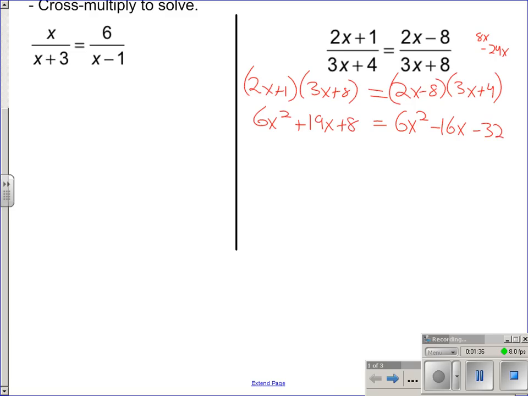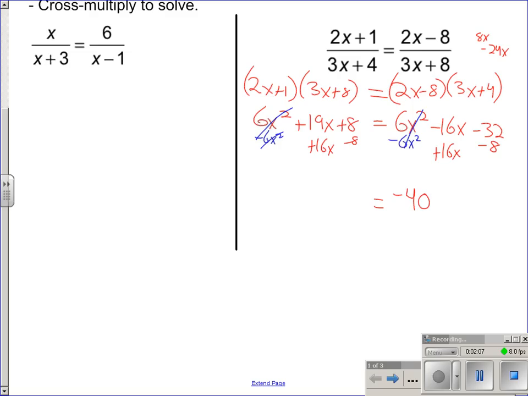Okay, so now we got multiple powers of the variable. We got x squareds and x terms. So let's move everything to one side. But you'll notice that when we do that, if we subtract the 6x squared from both sides, our x squared terms cancel each other out. So now we just have the single power of x. So let's just move all the x's to one side. I'm going to add 16x to both sides and subtract 8, moving all the constants to the other side.